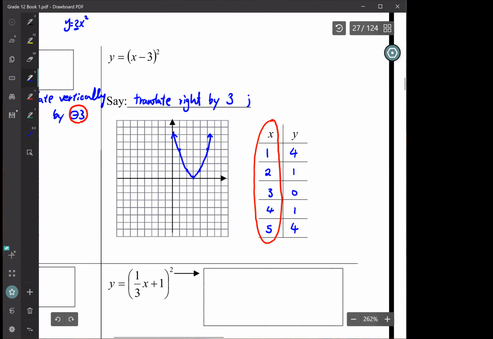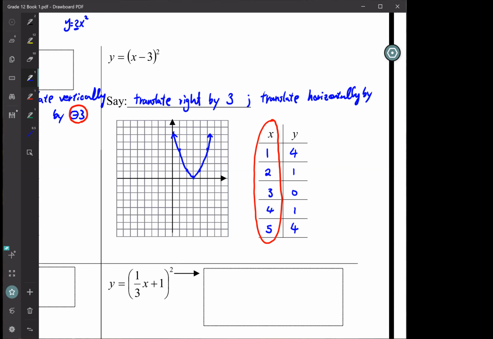Or you can say translate. Okay, what's the second way? Ray? Horizontally by 3. Yeah, very good. Okay, if you want to move it to the left, then you will say horizontally by -3.